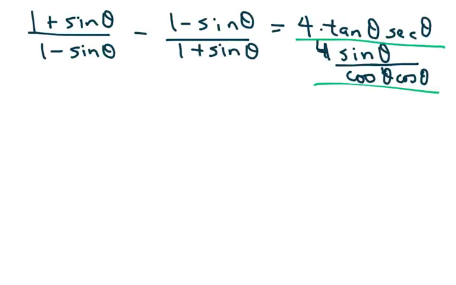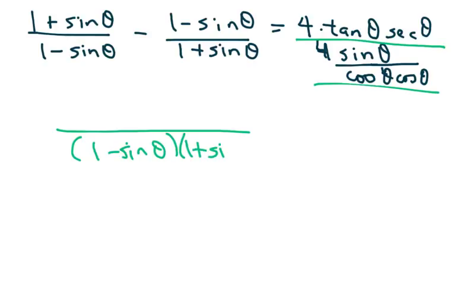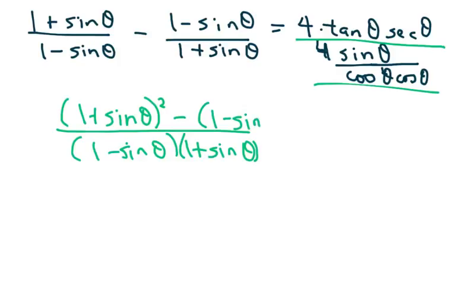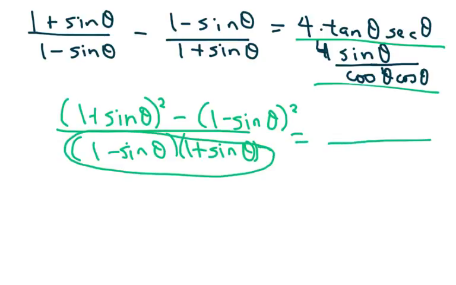So I have my same common denominator, which is 1 minus sine times 1 plus sine theta. Cross multiply to get 1 plus sine of theta squared minus 1 minus sine of theta squared. All right, and we know the denominator. I'm going to take care of that first. That's 1 minus sine squared from the previous one, which you know equals cosine squared, which is what we want, because this is cosine squared. But the top, let's handle the top part.